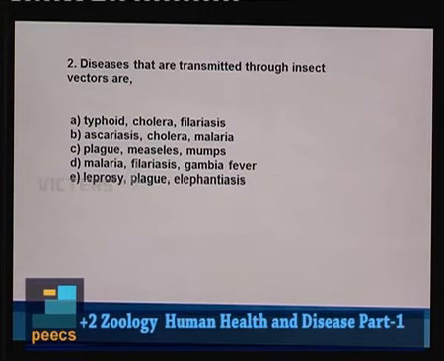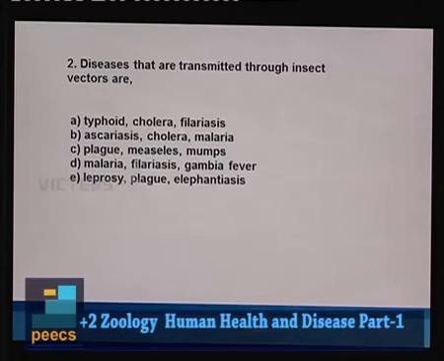Malaria, the vector is the female Anopheles mosquito. Filariasis, the vector is the female Culex mosquito. And Gambia fever, or trypanosomiasis, is caused by Trypanosoma gambiense, which is a flagellate. So, here from the options we can pick option D, because all three diseases are transmitted by insect vectors.